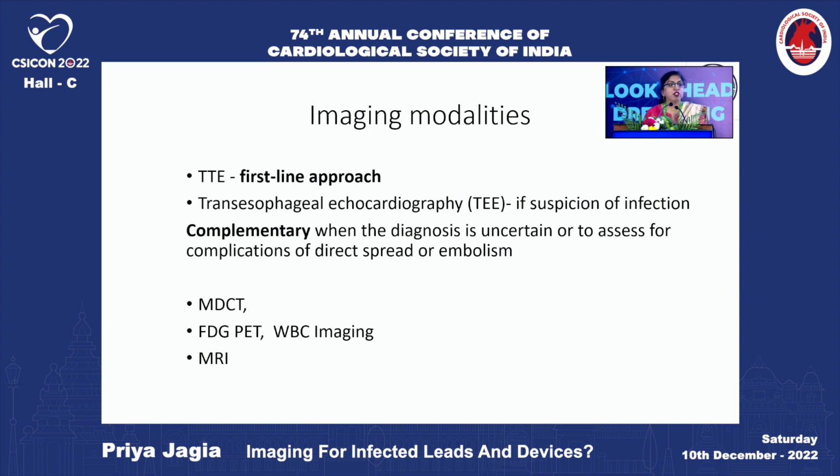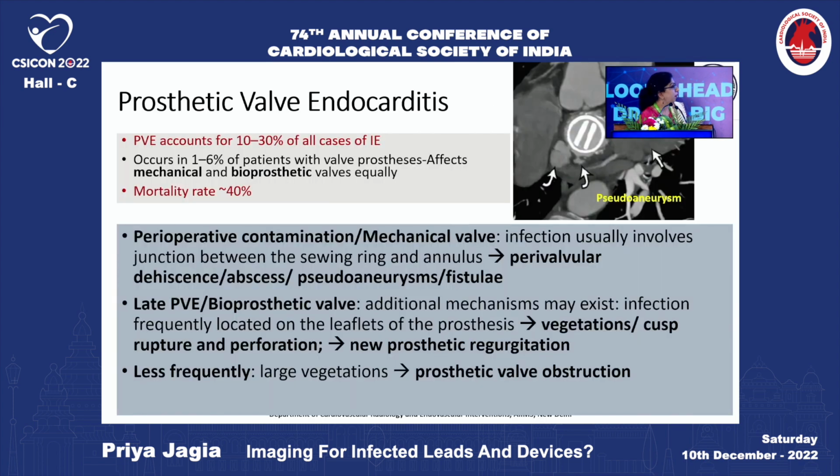and you may follow it up by transesophageal echocardiography when you think that the clinical suspicion is high and your transthoracic echocardiogram is normal. So there is a complementary role of both of these investigations whenever you have an uncertain diagnosis. Besides this, you can also add multi-slice CT, FDG PET, and MRI. MRI has a very limited role, so I'm not going to talk about it in my presentation.